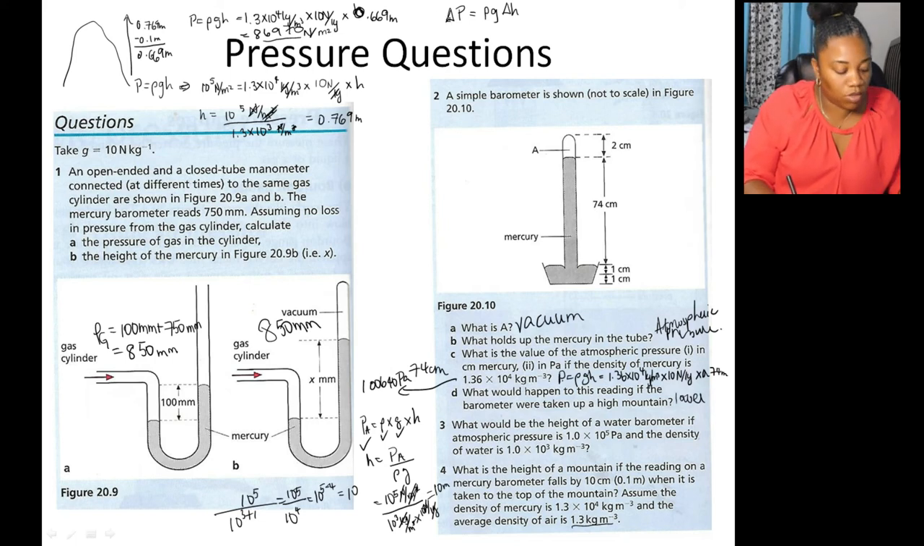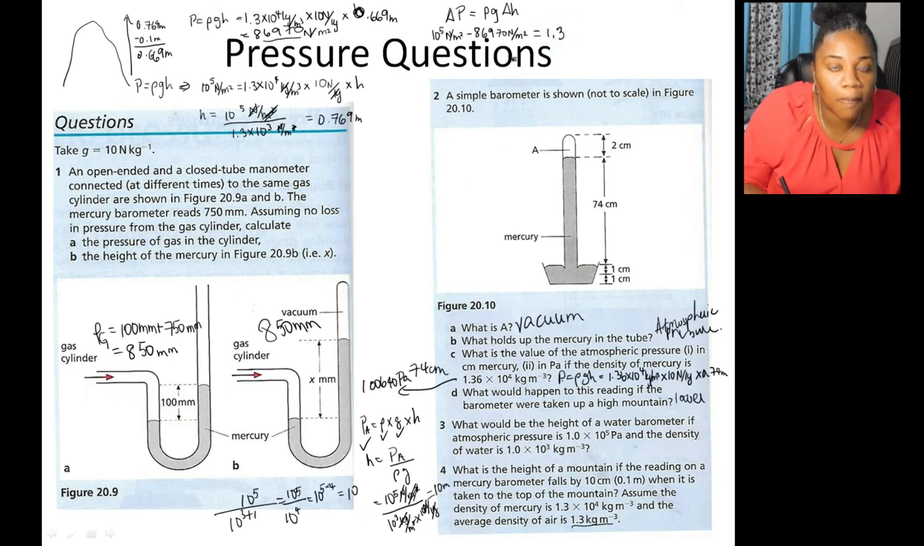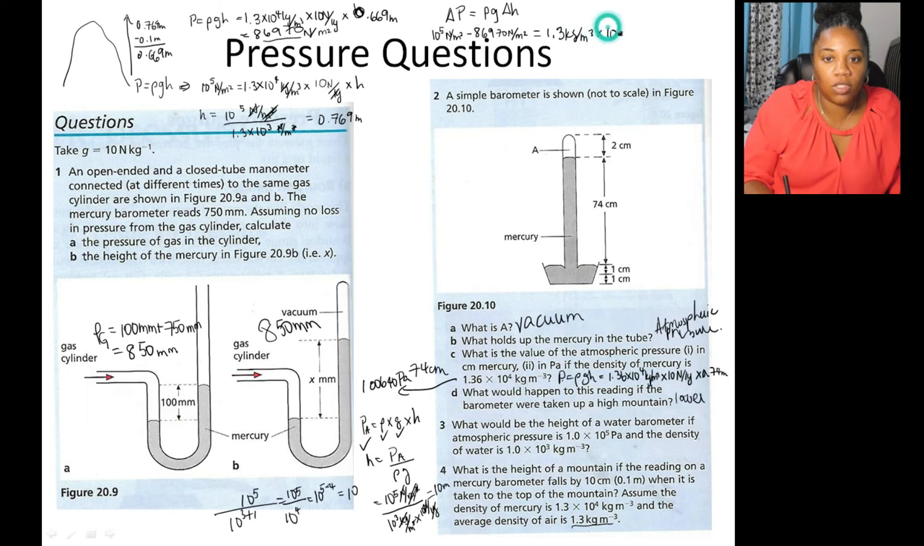And basically we're gonna, I'll come in just now. So it's 10 to the 5 newtons per meter squared minus the 86,970 newtons per meter squared is equal to 1.3 kg per meter cubed times 10 newtons per kilogram times delta h.